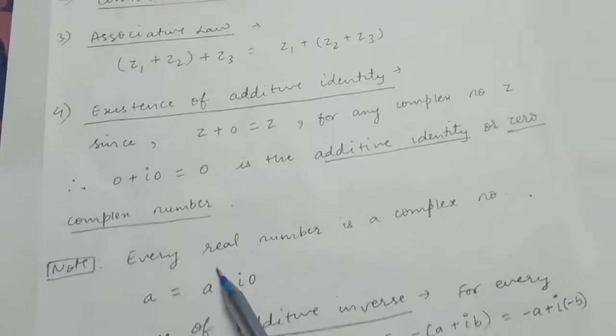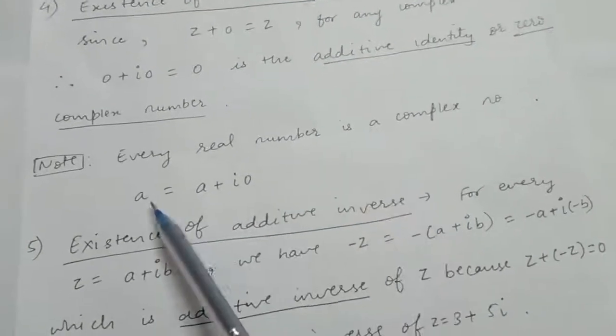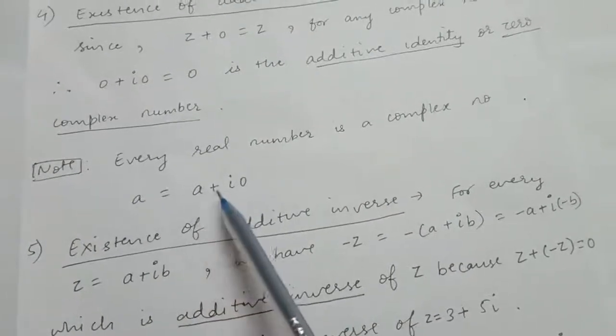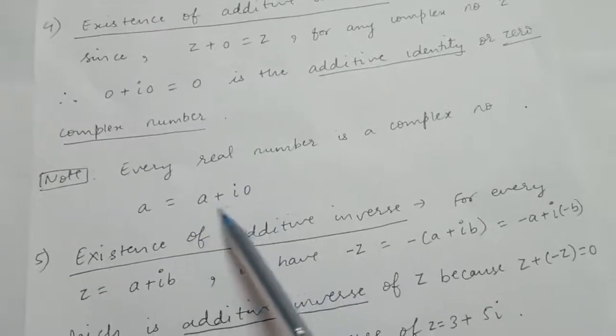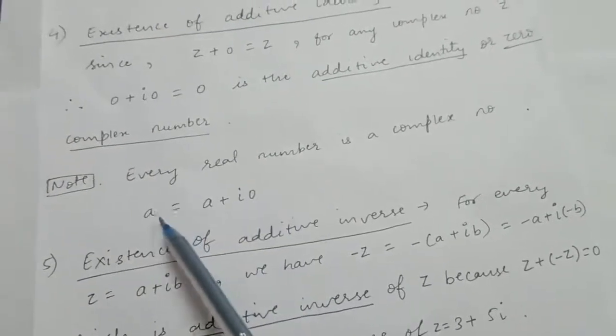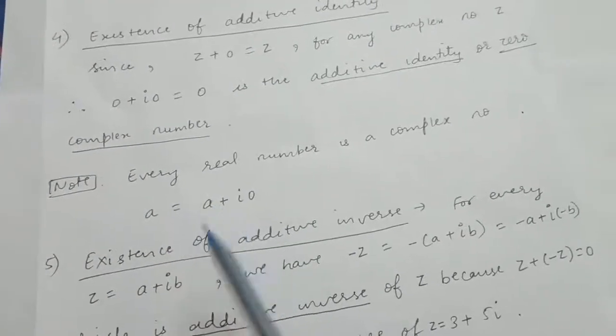This gives us a note that every real number is a complex number. Why? Because see, if a is a real number, then it can be written as a plus iota 0. Now this is the form of a plus iota b. So this is a complex number also, right? So every real number is a complex number.